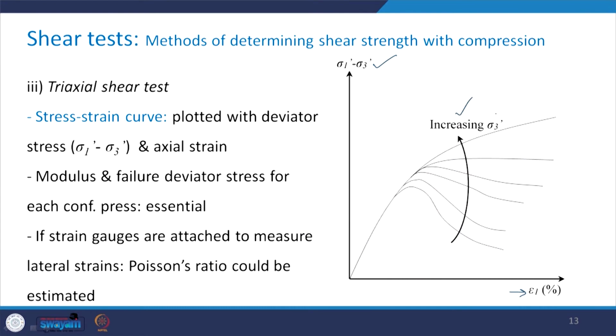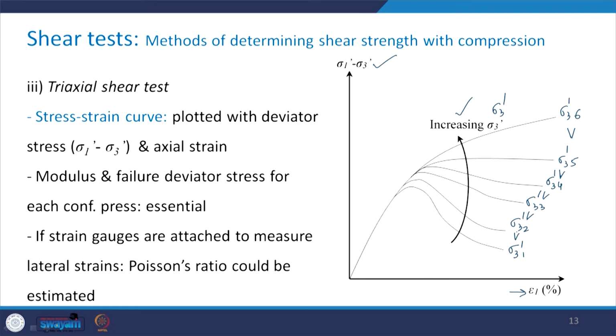So, you see, in this direction sigma 3 prime is increasing, that means the confining pressure is increasing. So, this curve corresponds to, let us say, sigma 3 prime 1, this is say sigma 3 prime 2, sigma 3 prime 3, then sigma 3 prime 4, sigma 3 prime 5 and sigma 3 prime 6, let us say. So, what is the relationship between these? Sigma 3 prime 6 is greater than sigma 3 prime 5, this is greater than this, and it goes like this.